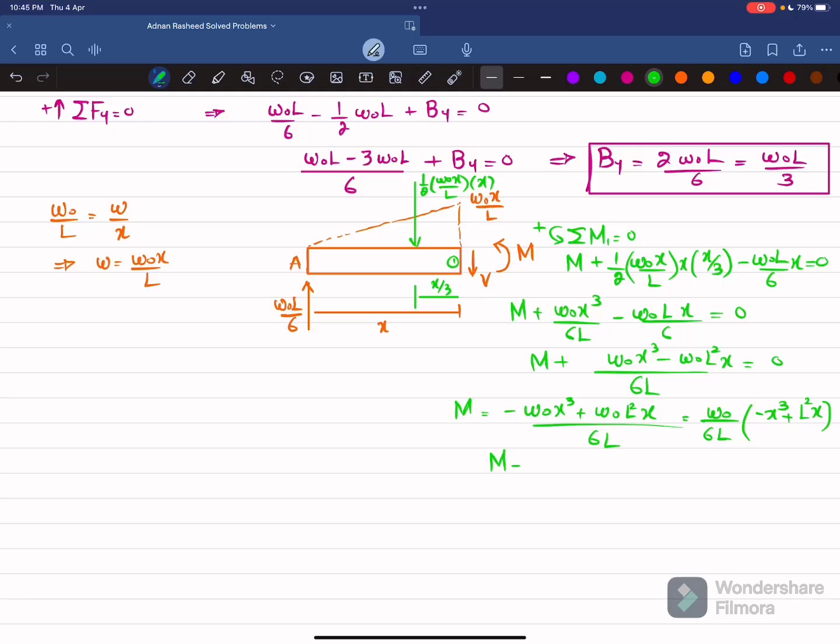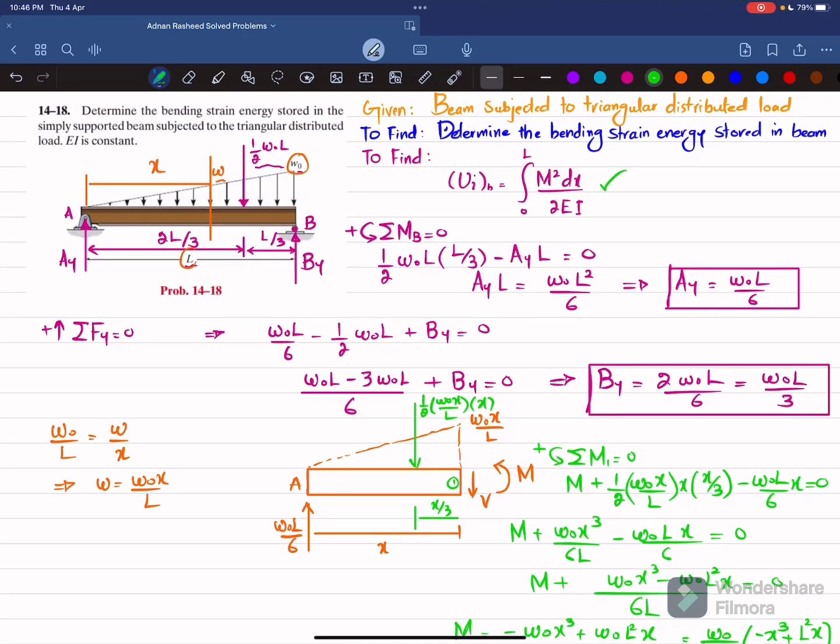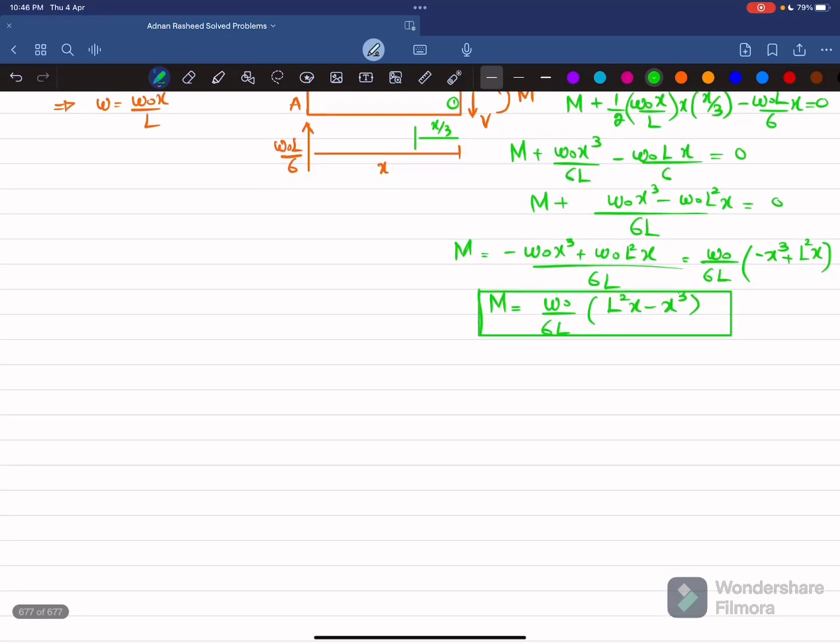Now you can also write it, the moment equation is W naught over 6L into L square x minus x cube. So this is the moment equation. Now we will use this moment equation in order to find the bending strain energy. We know that bending strain energy is equal to integral of 0 to L M square dx divided by 2EI. So just put the value of moment over here.